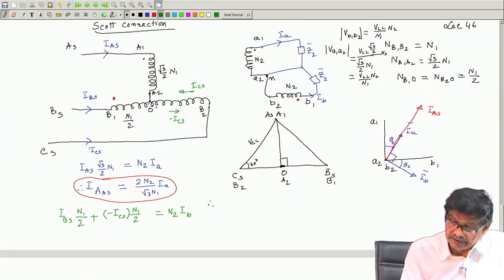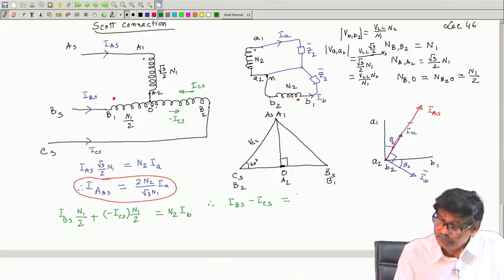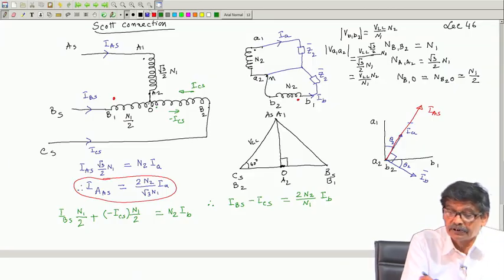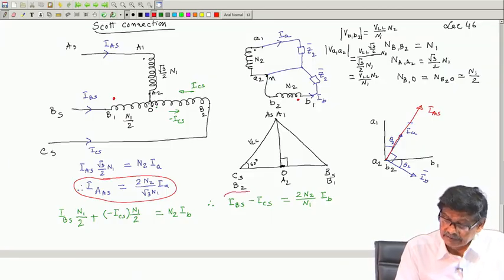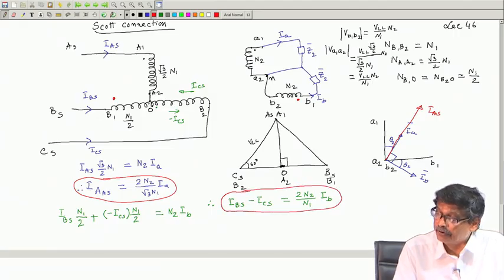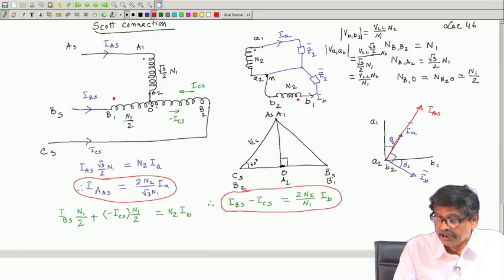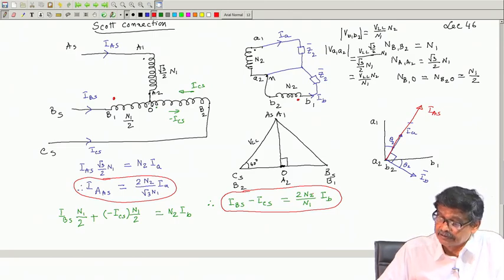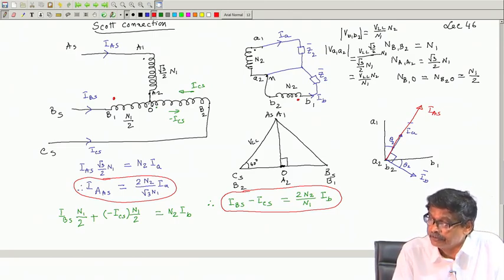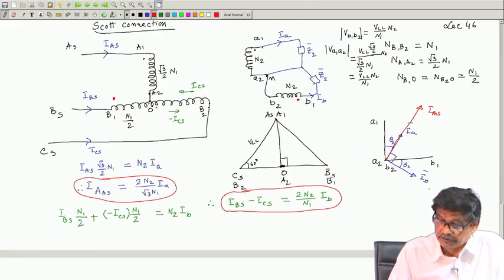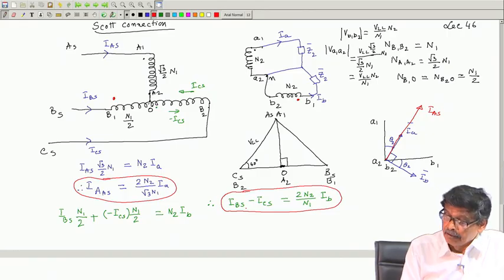Which means that, therefore, we get I B S minus I C S, these two terms, is equal to 2 n 2 by n 1 into I B. So, this is another important equation, because I A S I already know and I have drawn it in terms of I A. I want to know in a similar way what I B S and I C S will be in terms of I A or I B, whatever it is, the secondary currents, because I A and I B, these blue colored phasors, are known, and from that we are trying to get them. So, I require another equation. What is the other equation?